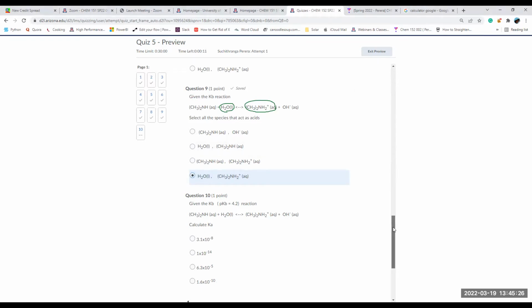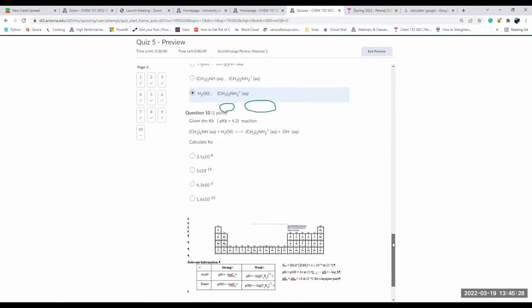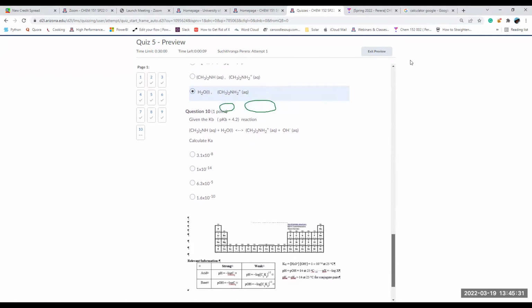Okay, moving on to the last question. We already did a Kb calculation before, but we can do that again. We're given the pKb. We also find the Ka value. Once again, we know that pKa plus pKb is equal to 14 for conjugate pairs at 25 degrees Celsius.